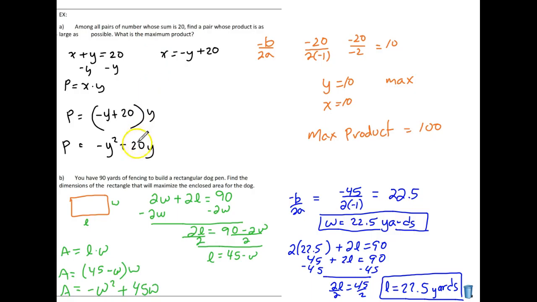If you're looking for a maximum, the a value should be negative, as it was in both of these times. So then you find that vertex point, because the vertex is either your maximum or your minimum. Solve that out, and you should be able to find either your missing dimensions like it was here, or the missing numbers like it was here. I might ask you, what is the maximum area? Well, then you would actually have to go back and multiply your 22.5 times your 22.5, and you would find that your maximum area would be 506.25 square yards.